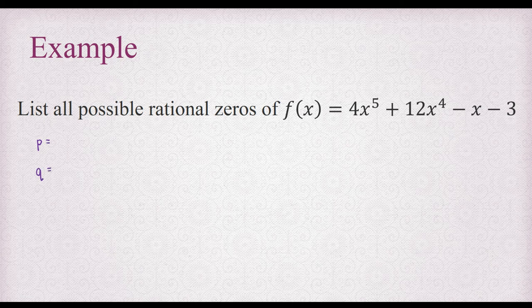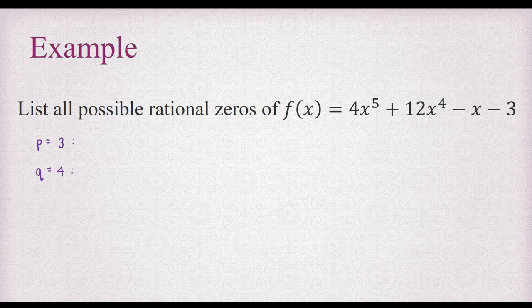So remember, p is represented as that very last constant that doesn't have any variables. And I don't care if it's positive or negative. I'm just always going to list it as a positive to begin with. So the last number is 3. I'm then going to look at that very first leading coefficient number because that's going to represent q. And so that looks like it's 4.